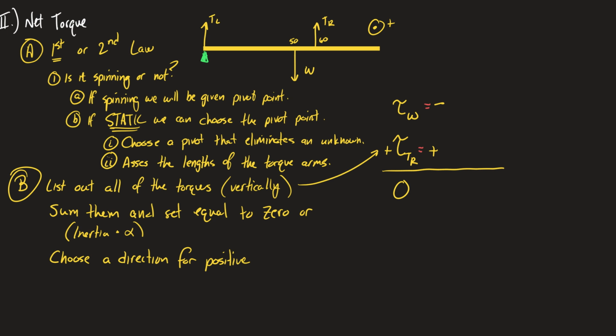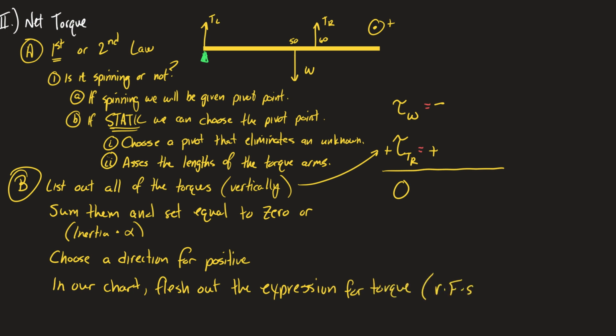Now we need to flesh out our torques. What I mean by that is flesh out the expression for torque. The whole R times F times the sine of the angle. That's specifically what we're talking about. R times F times the sine of the angle. So I'm going to go torque by torque and do this. Let's start with the first one.